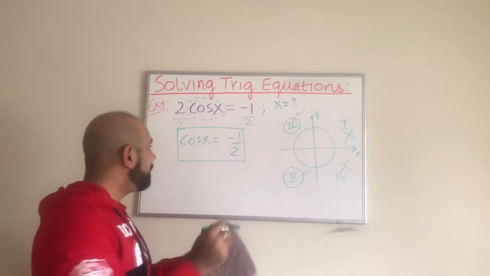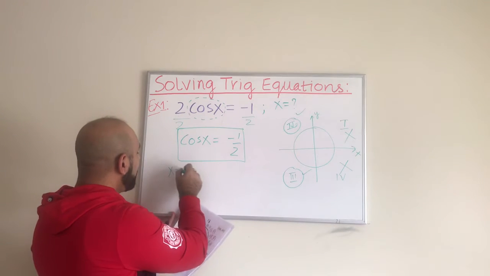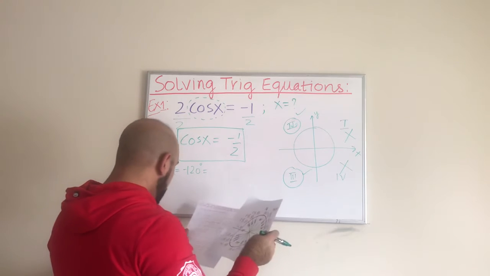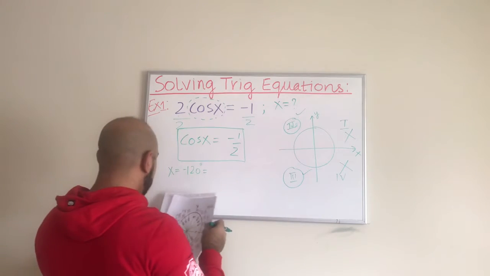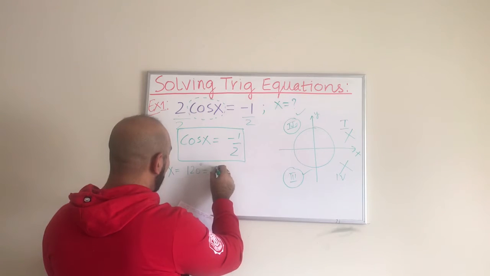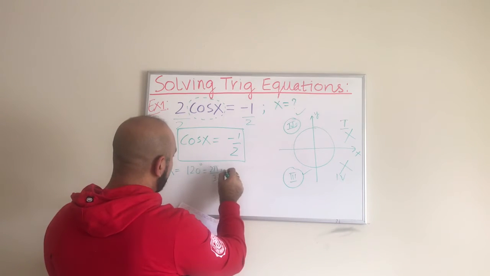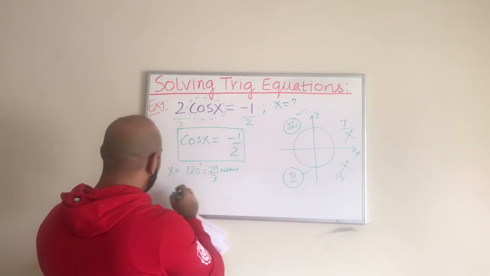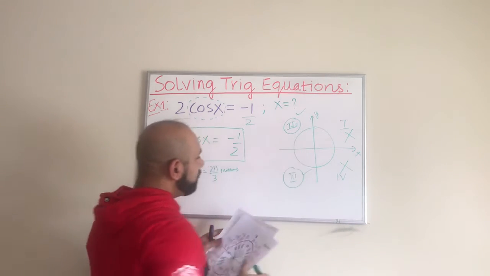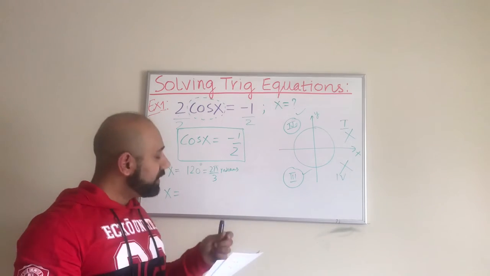That means x equals 120 degrees, which is equivalent to 2 pi over 3. Sorry, I don't know why I said negative, which is positive, which is 2 pi over 3 radians. And then, guys, that is not the only value. We can find another value for that x, that angle, which is in the third quadrant.